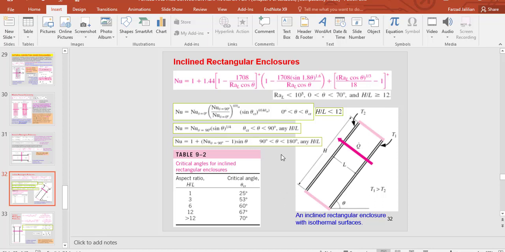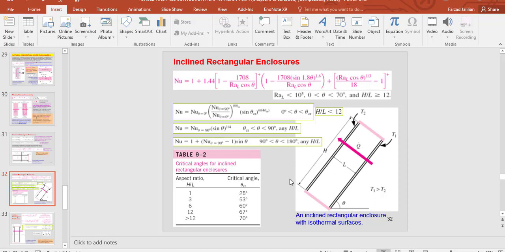And when this theta is between theta critical and 90 degrees, for example, when H divided by L is 1 and theta is, for example, 30 degrees, then we should use this equation. Nusselt number is equal to Nusselt number for the enclosure when theta is 90 degrees, or vertical enclosure, times sine theta to the power of 1 divided by 4.